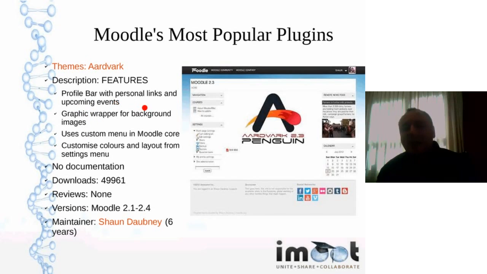The profile bar with personal links, and so that's up here. Is that something my users need? I look to see, is it documented? And so themes don't necessarily need a lot of documentation. They're pretty obvious and straightforward how they work. The number of downloads, how popular is it?